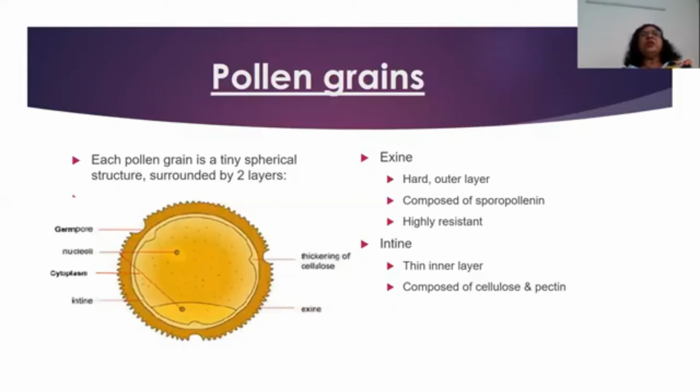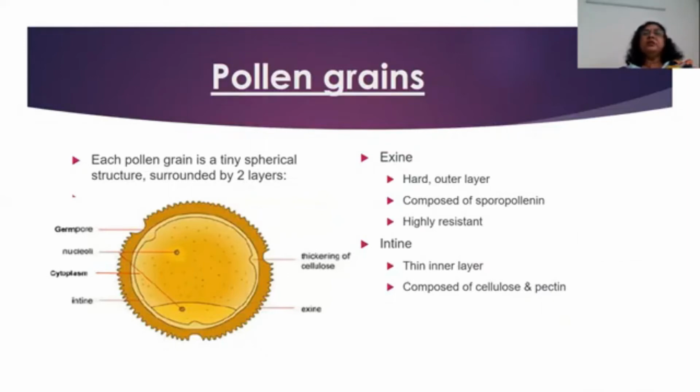Each pollen grain is a tiny spherical structure surrounded by 2 layers: the outer layer exine and the inner layer intine. The outer layer exine, as you can see over here, is a hard layer composed of sporopollenin. And children, sporopollenin is a substance that is highly resistant to enzymes, temperature, pH. That's why pollen grains do not get degraded and they can be preserved as fossils.